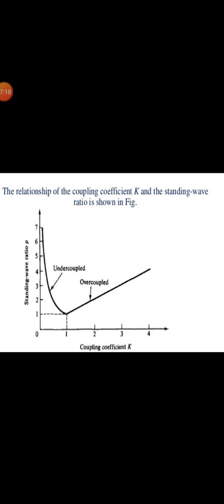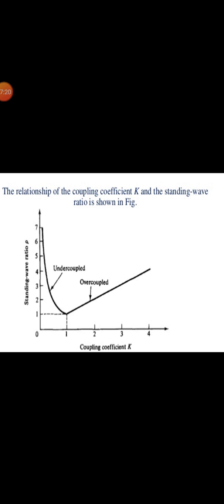And the second case is overcoupling. If K is greater than 1, the cavity terminals are at a voltage maximum in the input line at resonance. The normalized impedance at the voltage maximum is the standing wave ratio, that is K is equal to rho. Undercoupling occurs if K is less than 1. If the cavity terminals are at a voltage minimum, the input terminal impedance is equal to the reciprocal of the standing wave ratio, that is K is equal to 1 by rho.